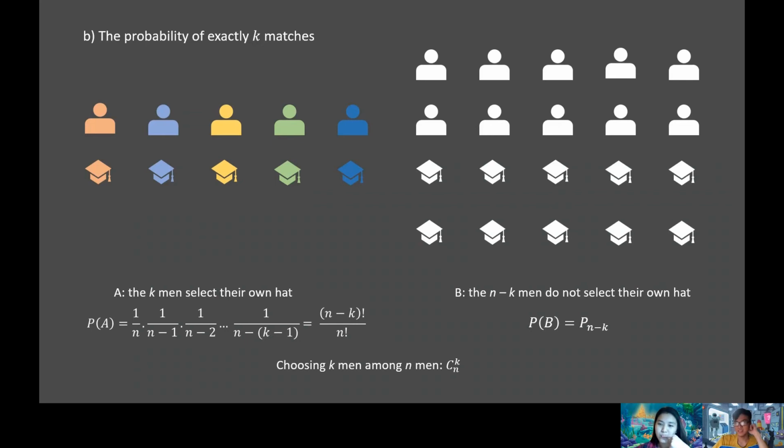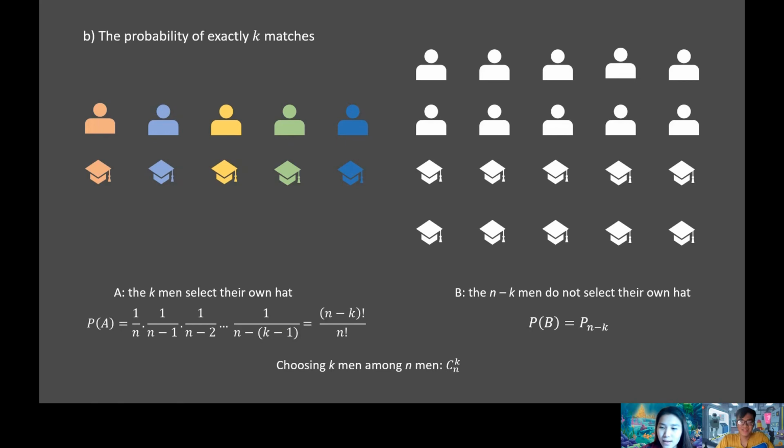So for the first one, the probability that the first man will select his hat is 1 over n, since there is only one option for him, obviously. And for the second man, that would be 1 over n minus 1. And for the third man, that is 1 over n minus 2, and so on. So for this event, we have this short formula, n minus k factorial over n factorial.